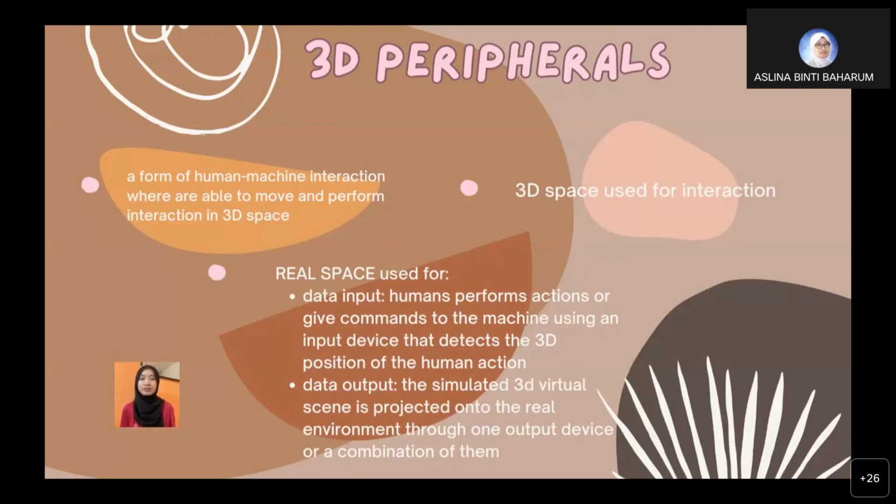When the real space is used for data input, humans perform actions or give commands to the machine using an input device that detects the 3D position of the human action. When it is used for data output, the simulated 3D visual scene is projected onto the real environment through one output device or a combination of them.